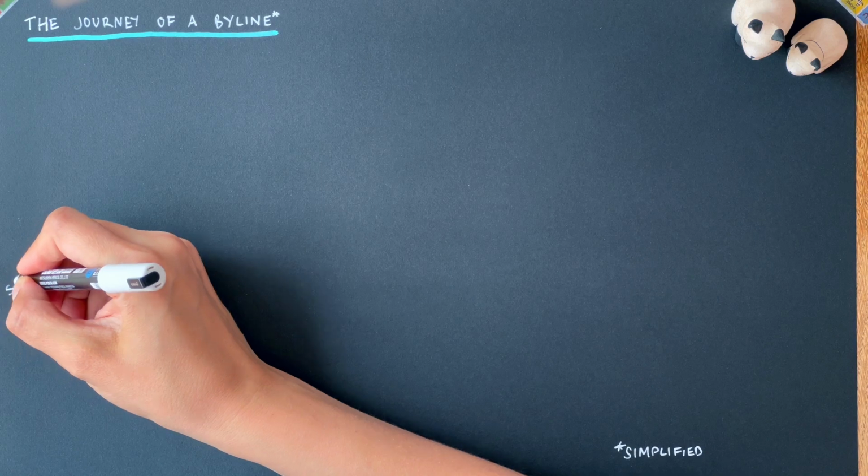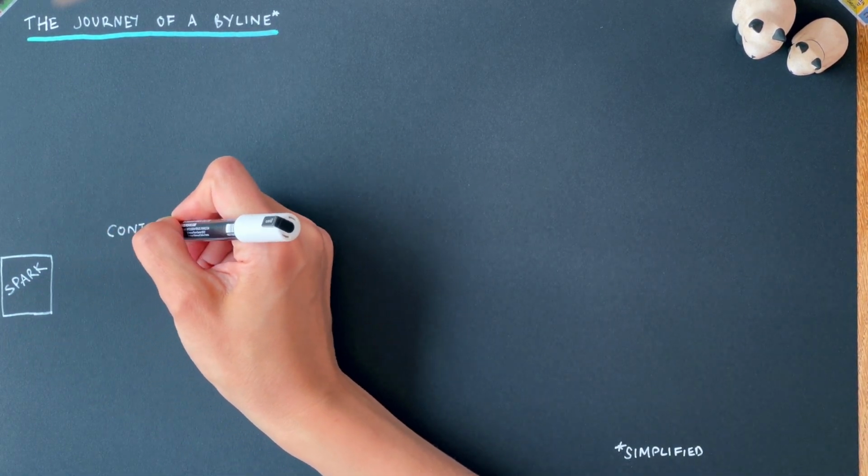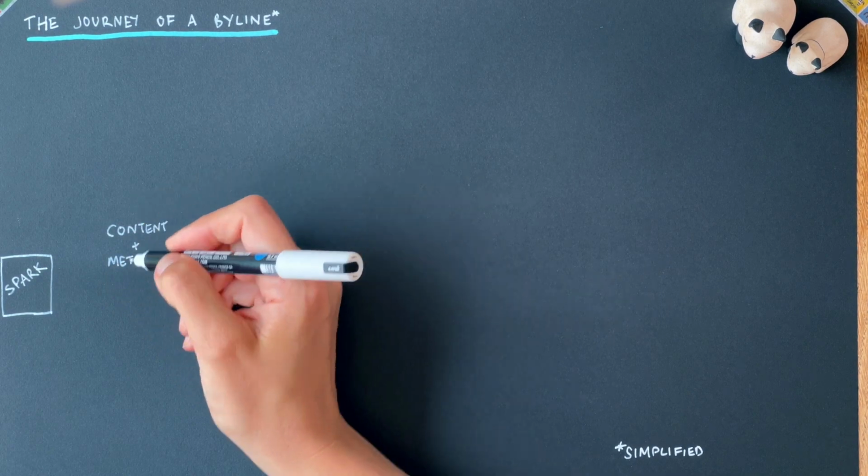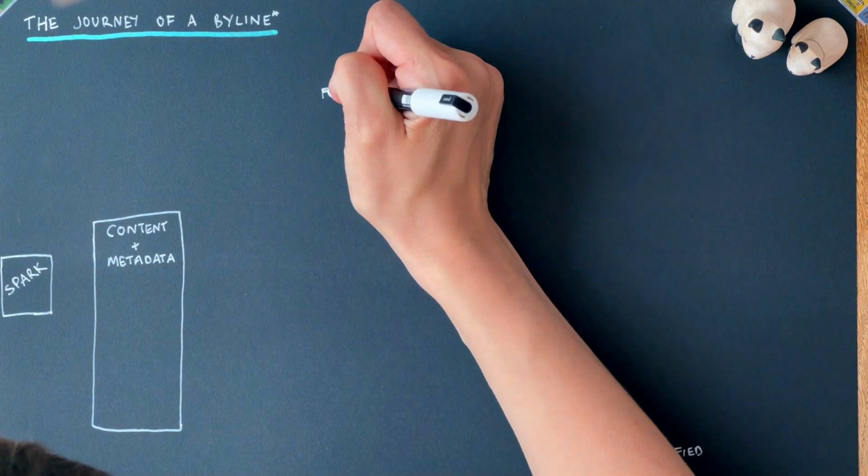So we can start with Spark, that's our CMS, and Spark publishes content to the content and metadata platform, and that content and metadata is available to lots of different consumers, not just ft.com and apps.